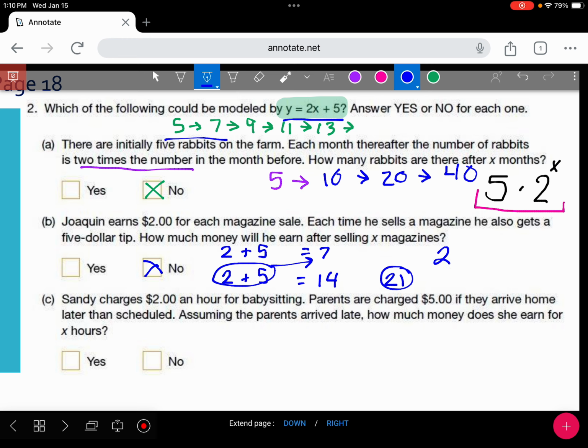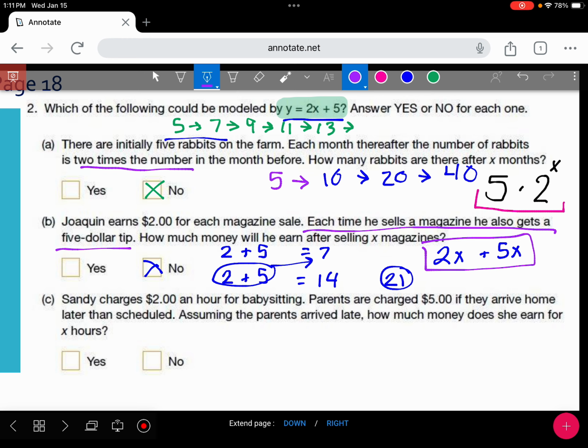This one would be $2 for every magazine and a $5 tip for every magazine. So we'd have 2x plus 5x because he's getting the $5 tip every single time. If he got a $5 tip and $2 for every magazine, then it would match up. But since they said he gets that $5 tip every time, each time he sells a magazine, he also gets a $5 tip every single time, then it doesn't match up. Okay? It's that every single time that does it to us. So this would be what our equation looked like for this one.